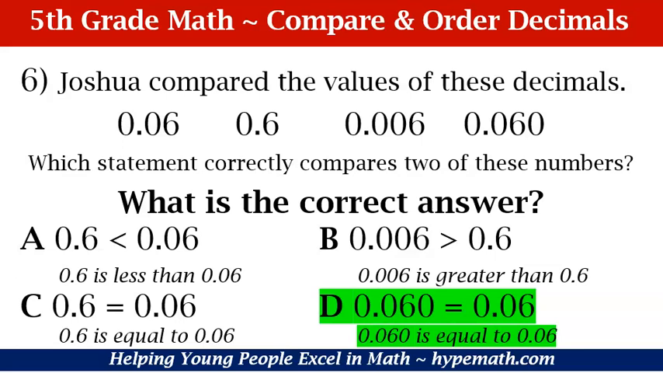That one's wrong. Let's look at C. We have 0.6 is equal to 0.06. Well, yes, we have a 0 in both of the numbers in the ones place, but when we move to the tenths place, again, one number has a 6, one number has a 0. Those numbers are not equal to each other, so C is wrong as well. We are left with D.